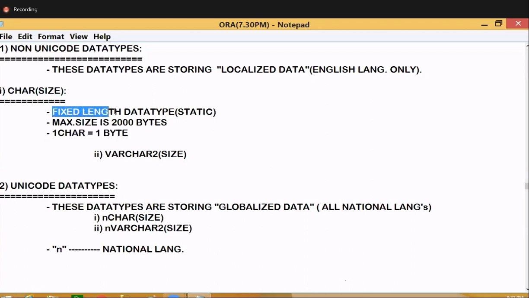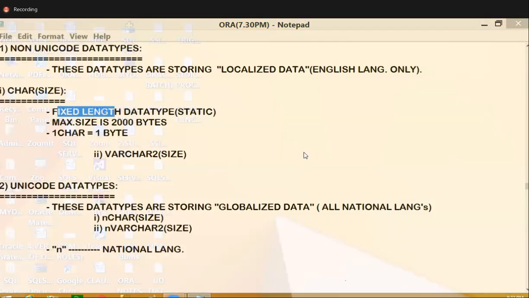But with the char data type, I said 2000 bytes is the maximum, and each character is 1 byte. What is the problem here? It is a fixed length data type. Fixed length means we cannot change it. Whenever you give it some size, the size cannot be changed by the user at runtime or at the execution level. That is called fixed length, or static nature. When the length is fixed, we have a problem: wasting of memory. Let me show you one example.